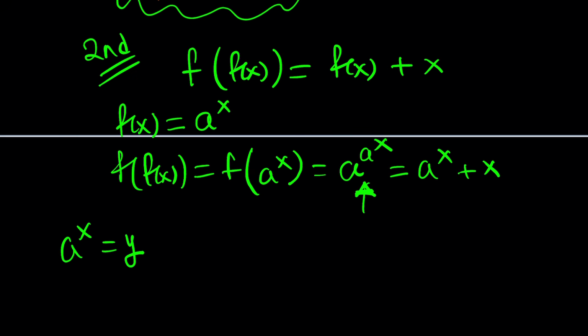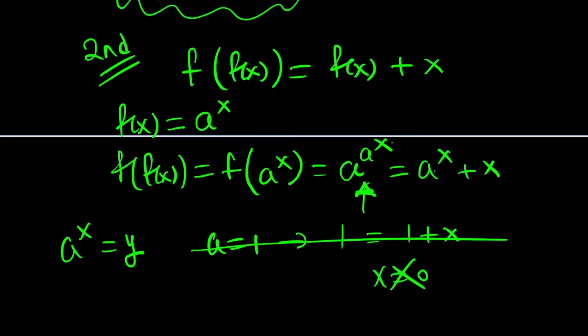But let's just test some values. For example, what happens if a is equal to 1, right? If a is equal to 1, you get 1 to the power x, which is 1, and then 1 plus x. From here, x equals 0. But wait a minute. We want this to be true for all values of x. We don't want just a particular value. So this is not going to work.